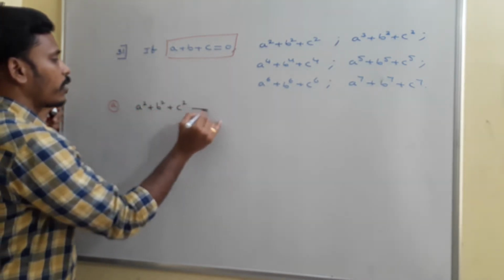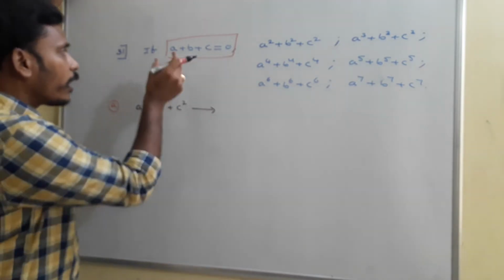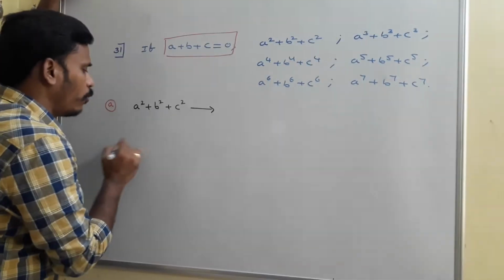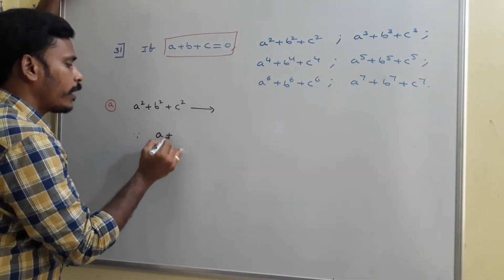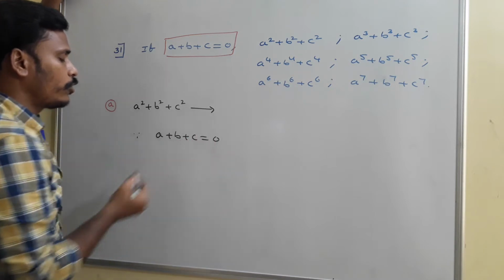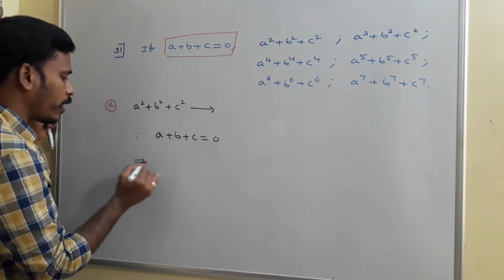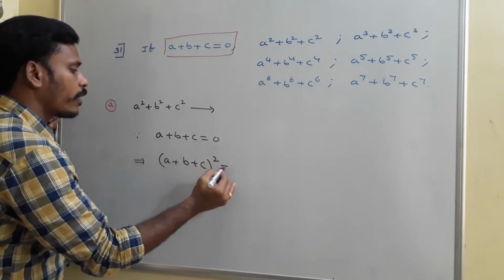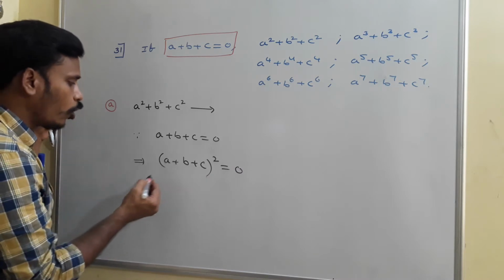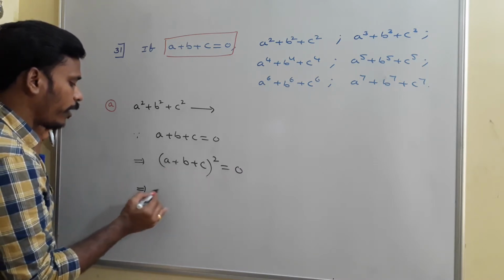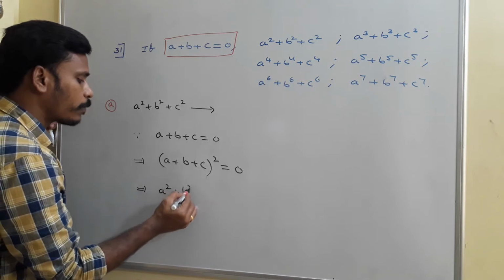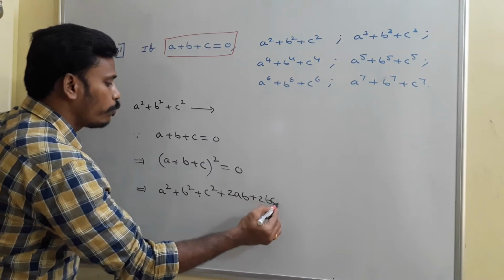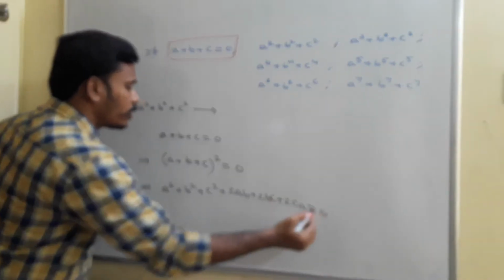So to discuss a²+b²+c², if a+b+c equals 0, what do I need to do? Simply square on both sides. Since a+b+c equals 0, you just do squaring on both sides. That implies (a+b+c)² is equal to again 0. And we know the rule for (a+b+c)²: a²+b²+c²+2ab+2bc+2ca equals 0.